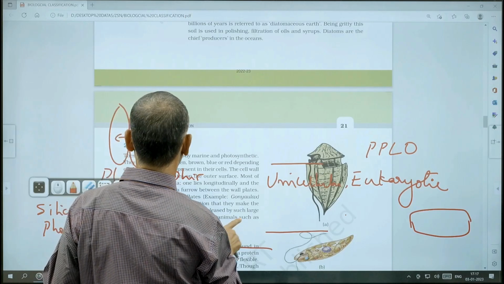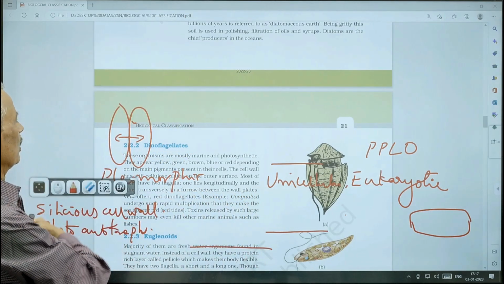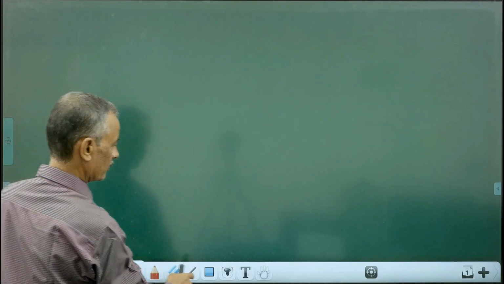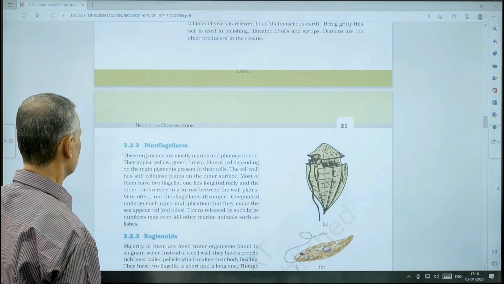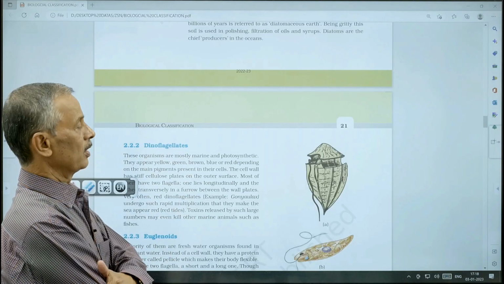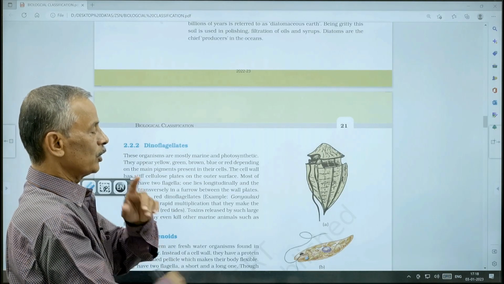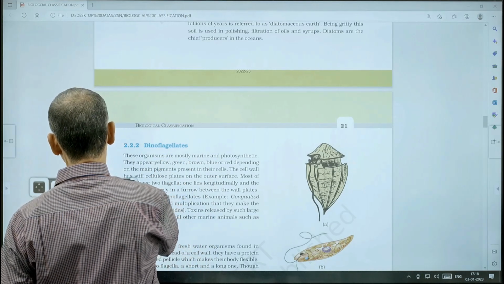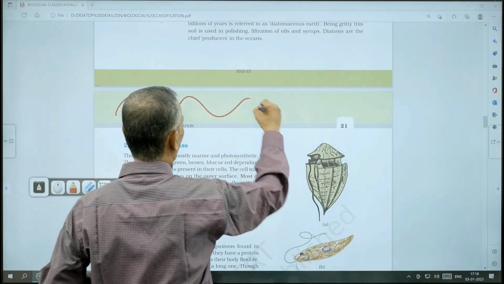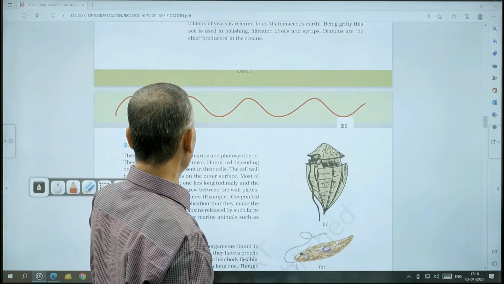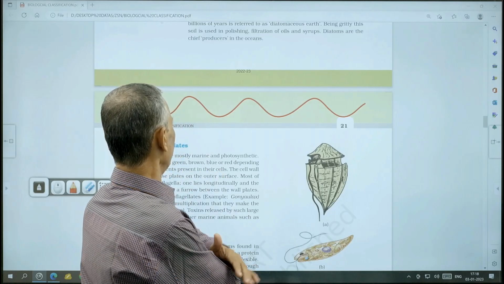Now coming to the second one. In the second group, we are having dinoflagellates. These dinoflagellates, why are they called dino? Dino means spinning. When they are all moving, they go on in a spring-like way. They will be having a spinning movement as they move. They go on rolling. That is why it is called dino. Dino means spinning. They are all exclusively marine.